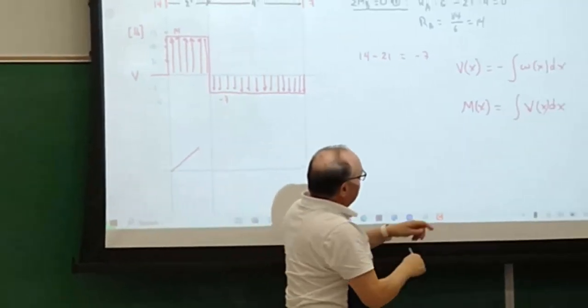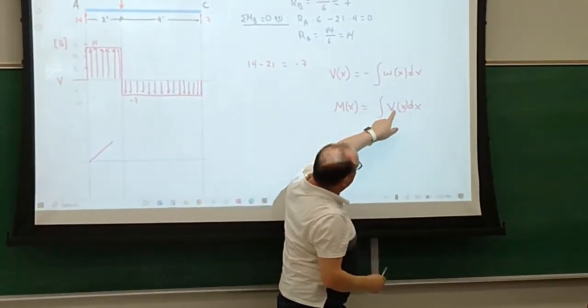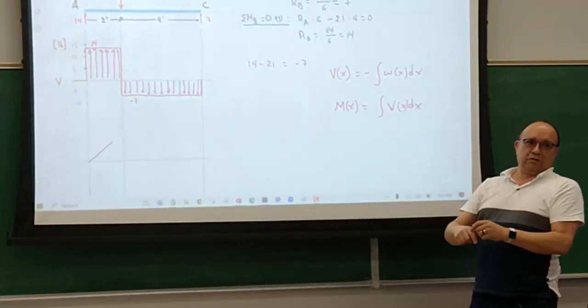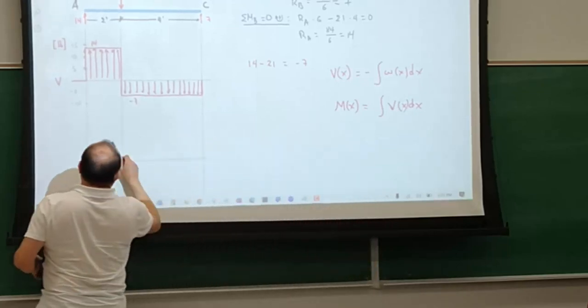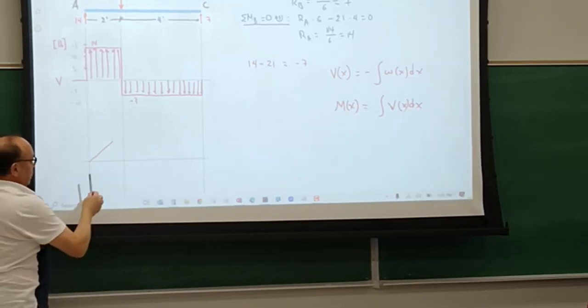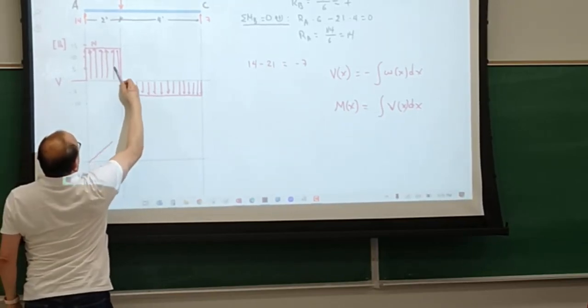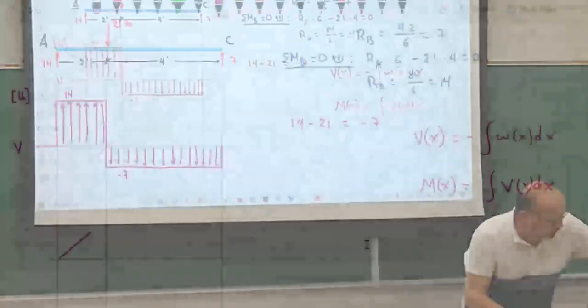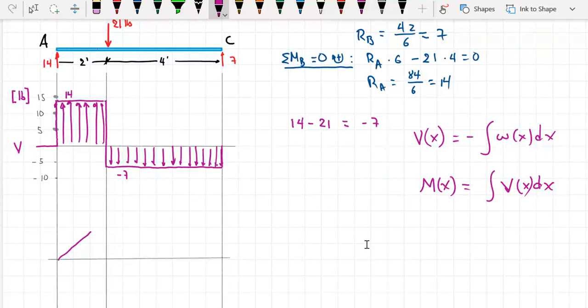And that gives you also this concept. The moment is the integral of the shear. Integral means summation, right? Area under the function. So what you want to have here at every point is the area in this diagram up to that point. If I want to know what is the value here, it's the area of this rectangle, right? So what is this area here? Let's call it A1, is equal to 14 times 2, 28.